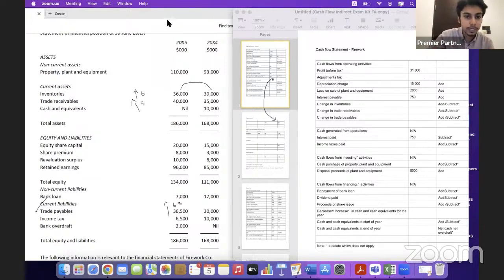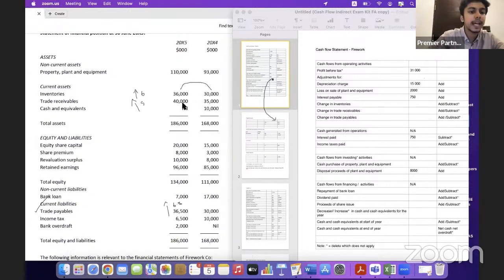Okay, next one, guys, quick recap. Remember, if current assets are increasing, that means money is going out. Why? Inventory increases. Inventory increasing means we bought. You understood? Inventory increase means the logical reason is you're buying. So when you buy, what happens? Money goes out. That's it.